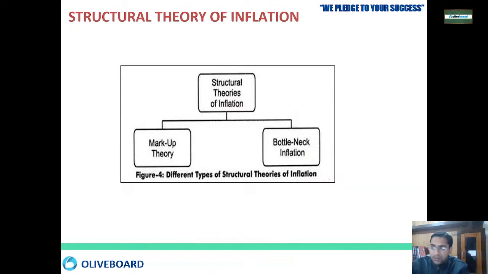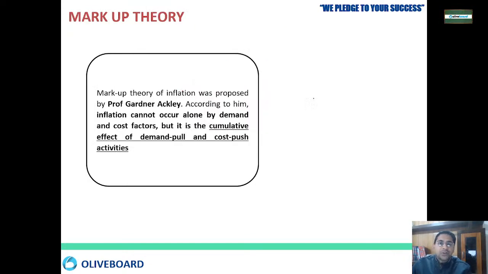Now, under the structural theory, we have two theories, markup theory and bottleneck theory. The markup theory concept is given by Professor Gardner Ackley. As per Gardner Ackley, inflation never occurs by demand or cost factor alone. It is a cumulative effect of demand and cost push, meaning it is not that it is happening only because of demand or only because of cost. No, it is a cumulative effect of demand also and cost also, that is called markup theory. Because of that inflation increases, demand is increasing, and price is also increasing. So that is why it is markup theory.